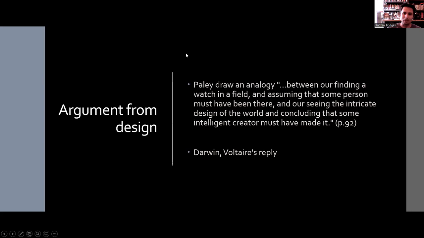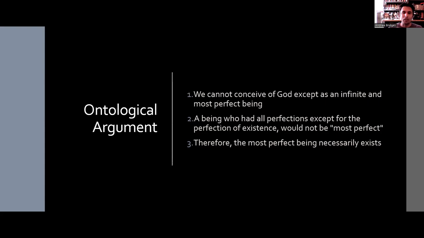Ontological argument. We cannot conceive of God except as an infinite and most perfect being. A being who had all perfections except for the perfection of existence would not be most perfect. Therefore, the most perfect being necessarily exists. And so this is a deductive argument as opposed to an inductive argument. A deductive argument is an argument in which you reason from necessity, particularly logical implication. And here, logical implication, in particular, the implication of the concept, i.e. the concept God.